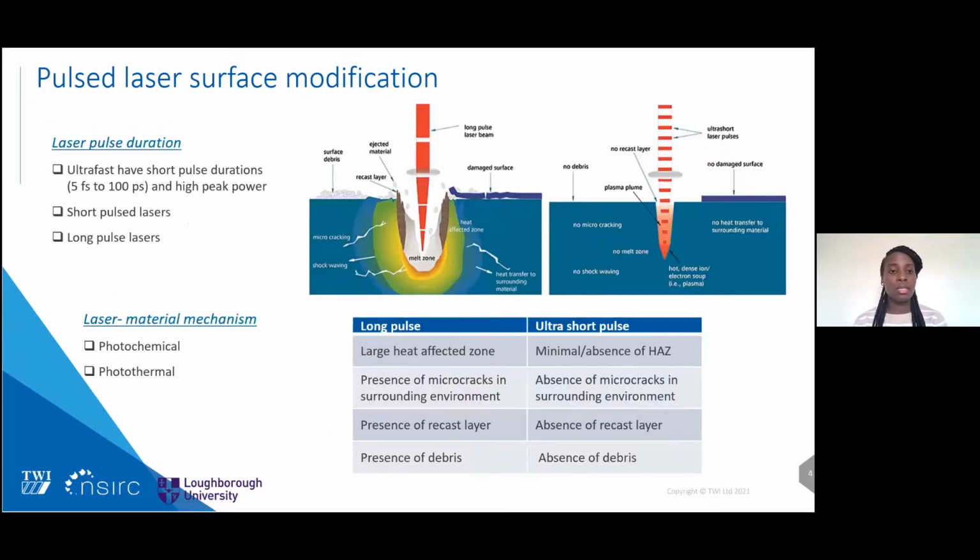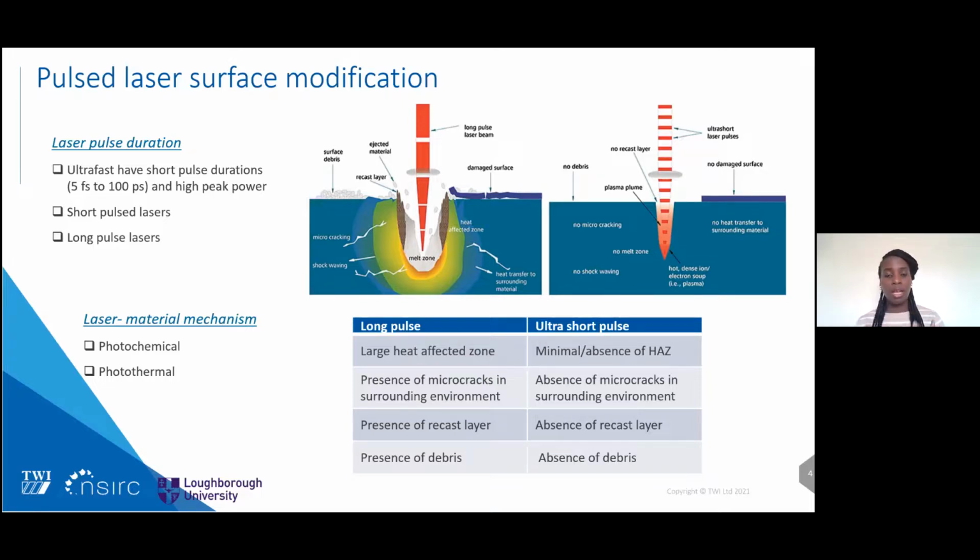So pulsed lasers are preferred to continuous wave lasers because laser pulses are more energetic. And also the duration of the laser pulses has some influence on the outcome of the process. So for longer pulses, there'll be longer interaction time between the laser and the material.